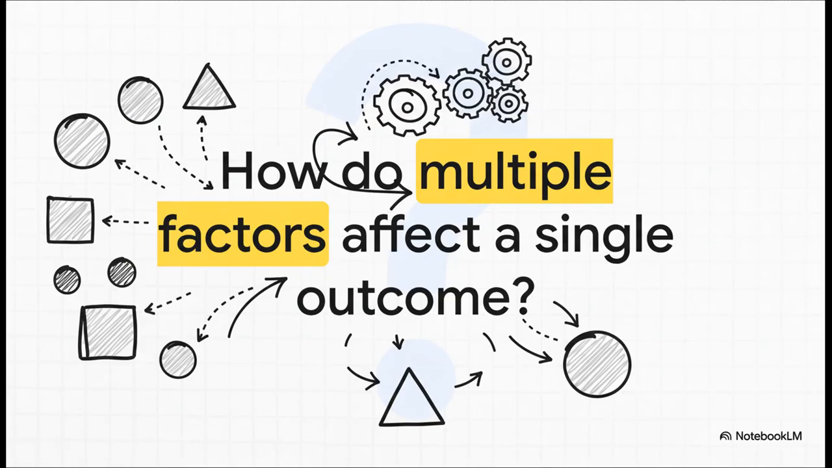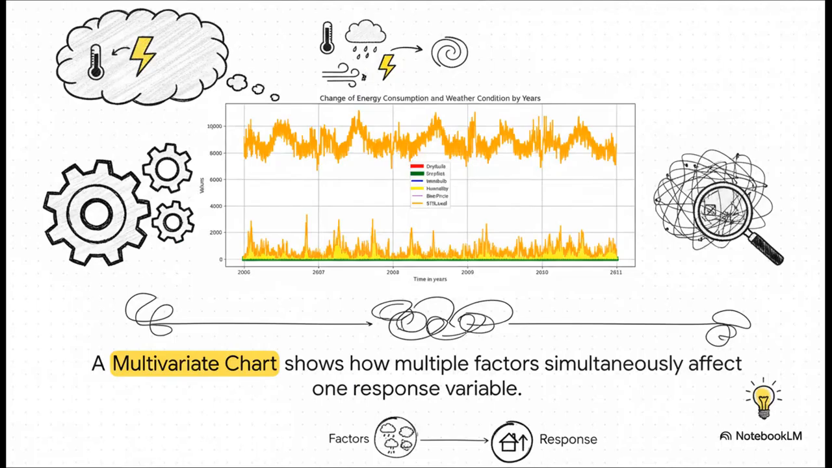Okay, now we're getting into the really tricky stuff. In the real world, it's rarely just one thing causing another. It's usually a whole combination of factors. So, how on earth do you visualize that complexity? You use what's called a multivariate chart. Now, I know this one looks a little intimidating at first, but the idea behind it is incredibly powerful. It's showing how different factors like temperature and humidity work together to influence something like energy use. It helps you find the complex recipe for what's happening.